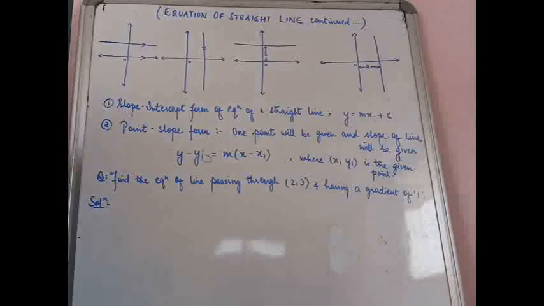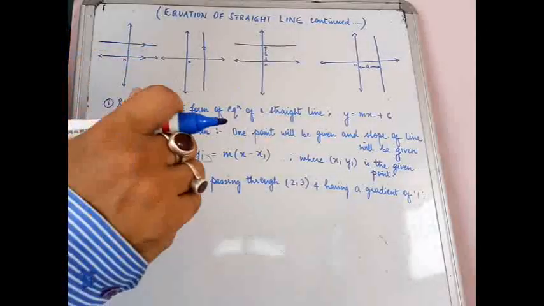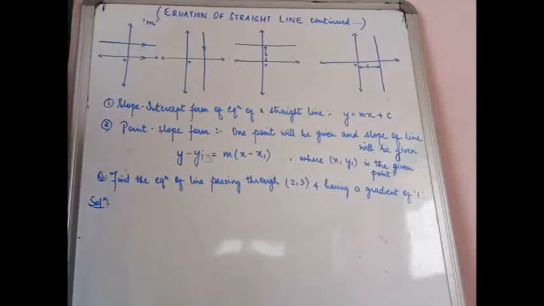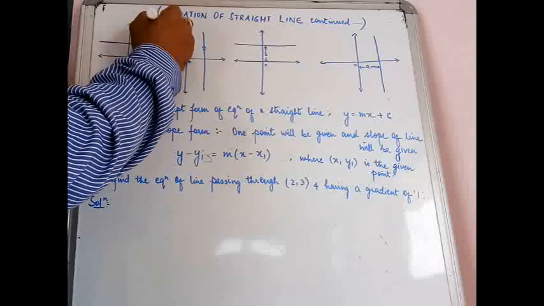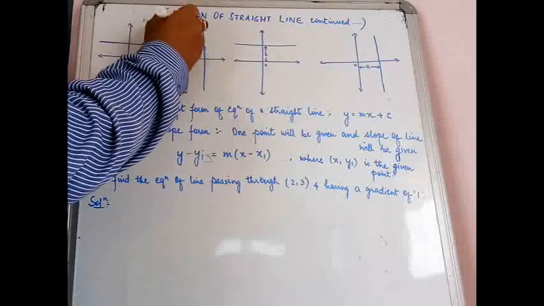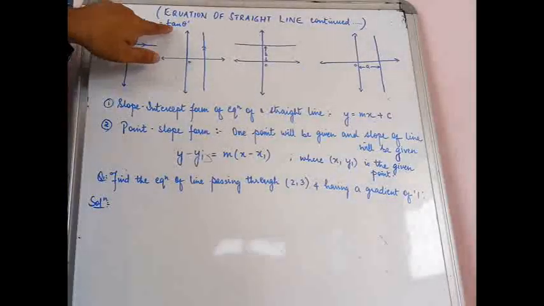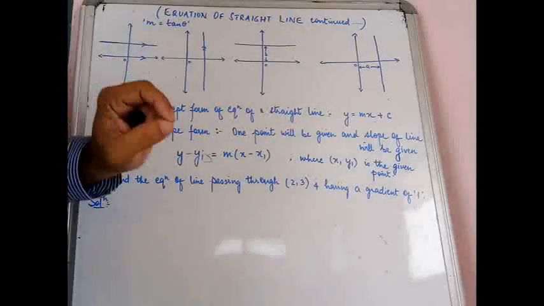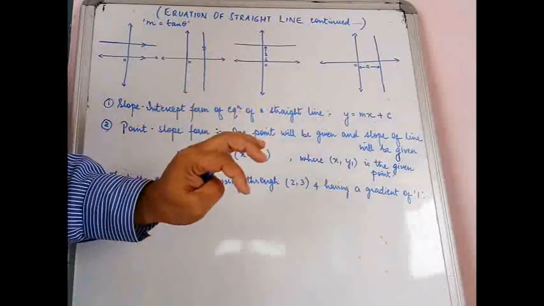And if you remember, the slope or the gradient of a particular line was represented with the small letter m, and the formula for m was tan theta. So here is the basic revision: m is equal to tan theta. m is the slope of a line and theta is the angle which that line makes with the right hand, positive side of the x-axis.